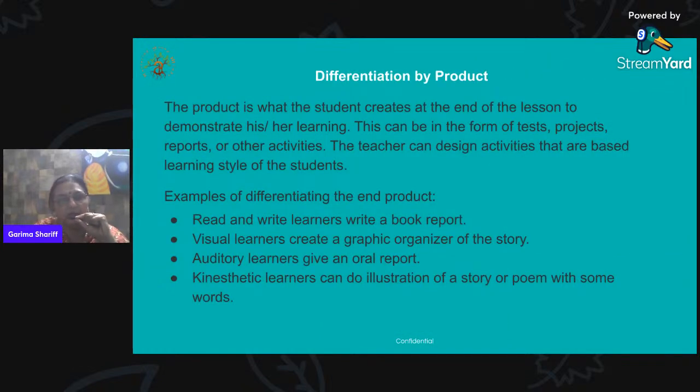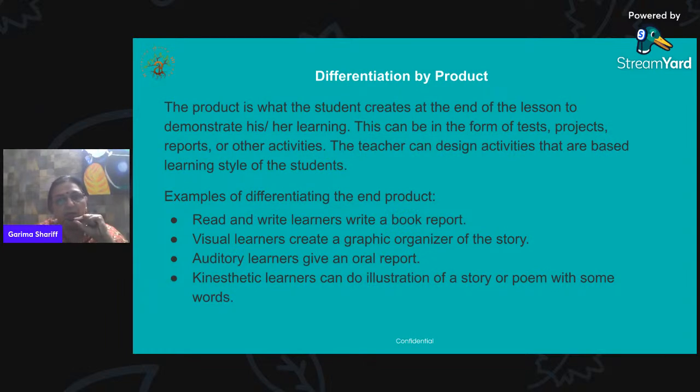And now comes the differentiation by product. In this, the differentiation by product is basically the end result, what happens in the class. It can be in the form of a formative or a summative. Basically, I do it at the end. I don't teach it unit wise, but on the basis of the content and the knowledge that kids have gained over the course of the semester.